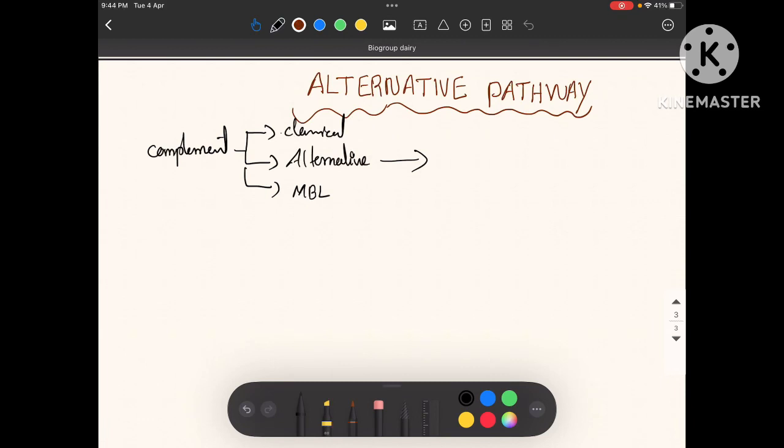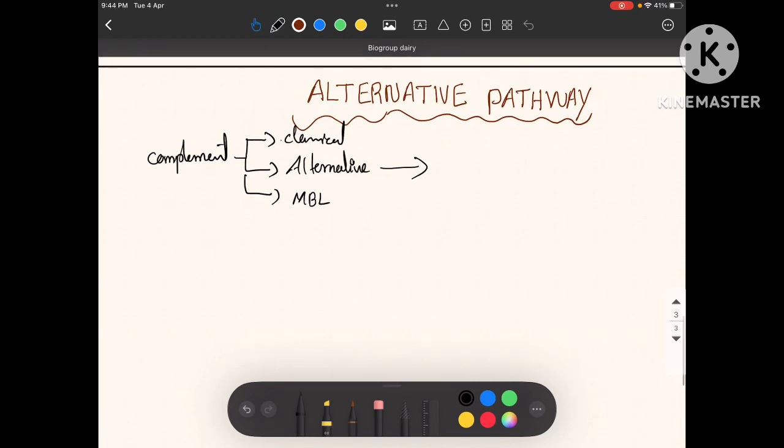Alternative pathway of complement activation. Complement components in our serum can be activated via three pathways: the classical pathway, the alternative pathway, and the MBL pathway, or mannose binding lectin. Today we are discussing the alternative pathway of complement activation.